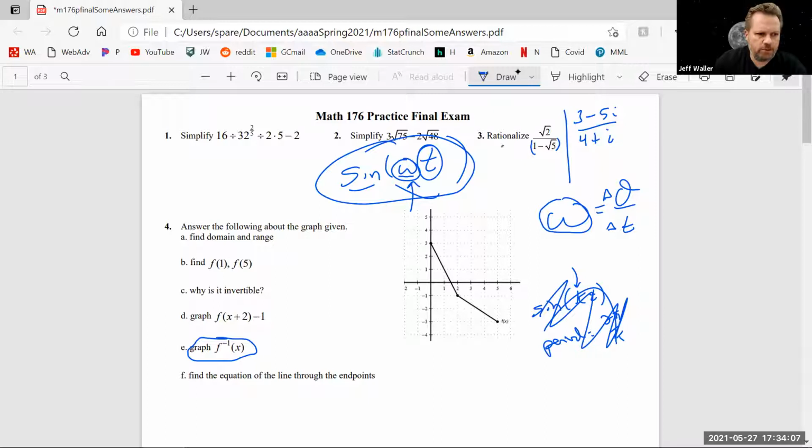So we know we multiply top and bottom of this by 1 plus square root of 5, right? So the same idea goes here. What would you multiply top and bottom of this by? This is 1 minus rad 5. We multiply that by 1 plus rad 5. That's 4 plus I. We multiply by 4 minus I. There we go. All right.